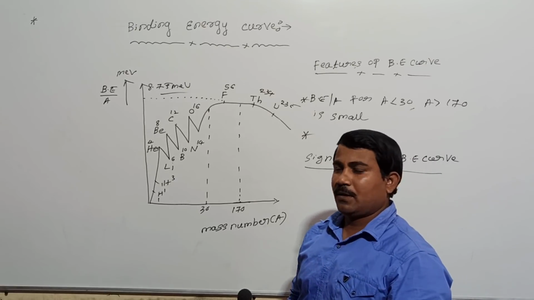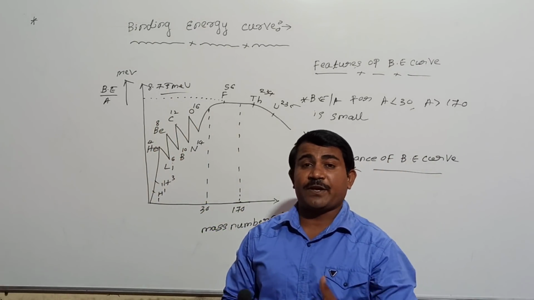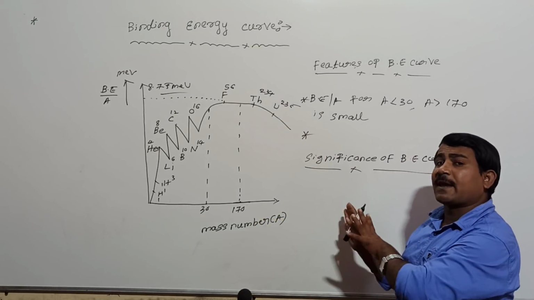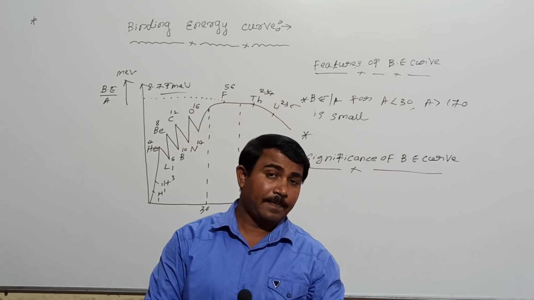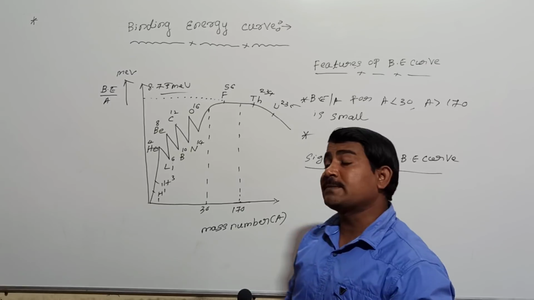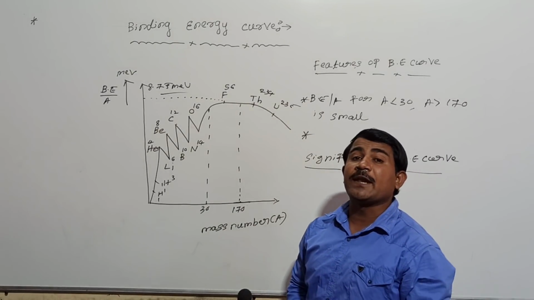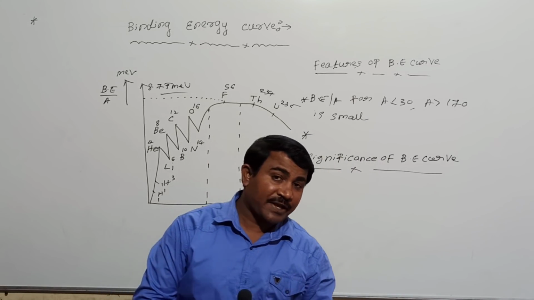Students, the significance of this curve is that it indicates whether the nucleus is stable or unstable. Directly, this curve indicates the stability of the nucleus. This is the first significance. And we say that the elements whose mass number is less than 30 are called light nuclei, and for those, the binding energy is very small.